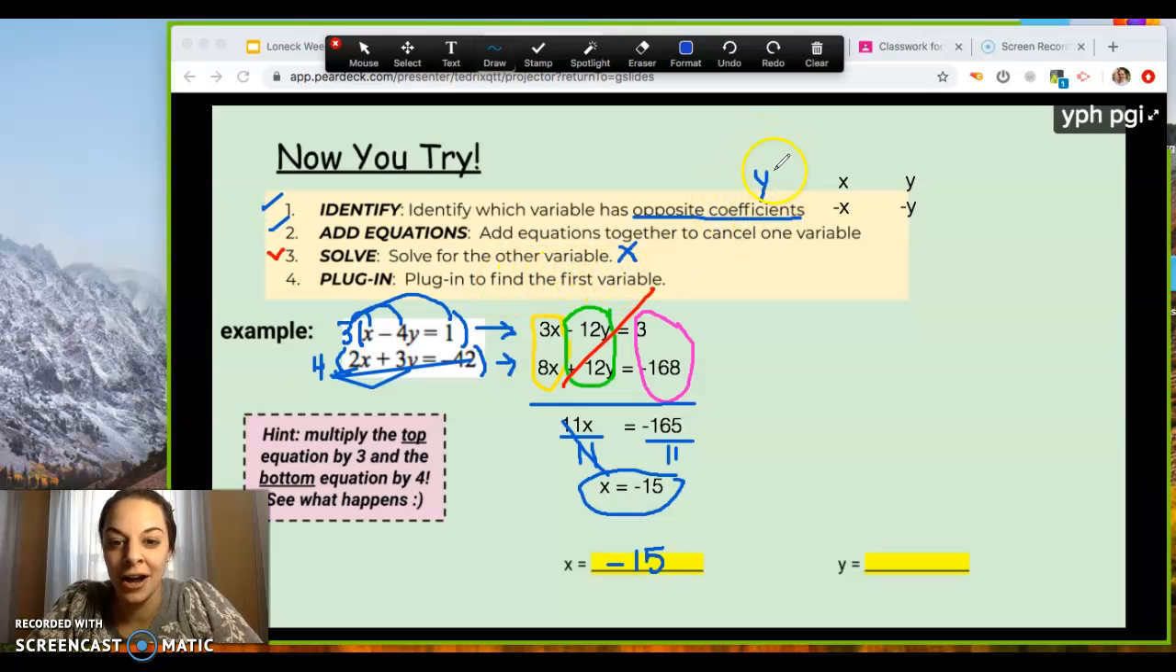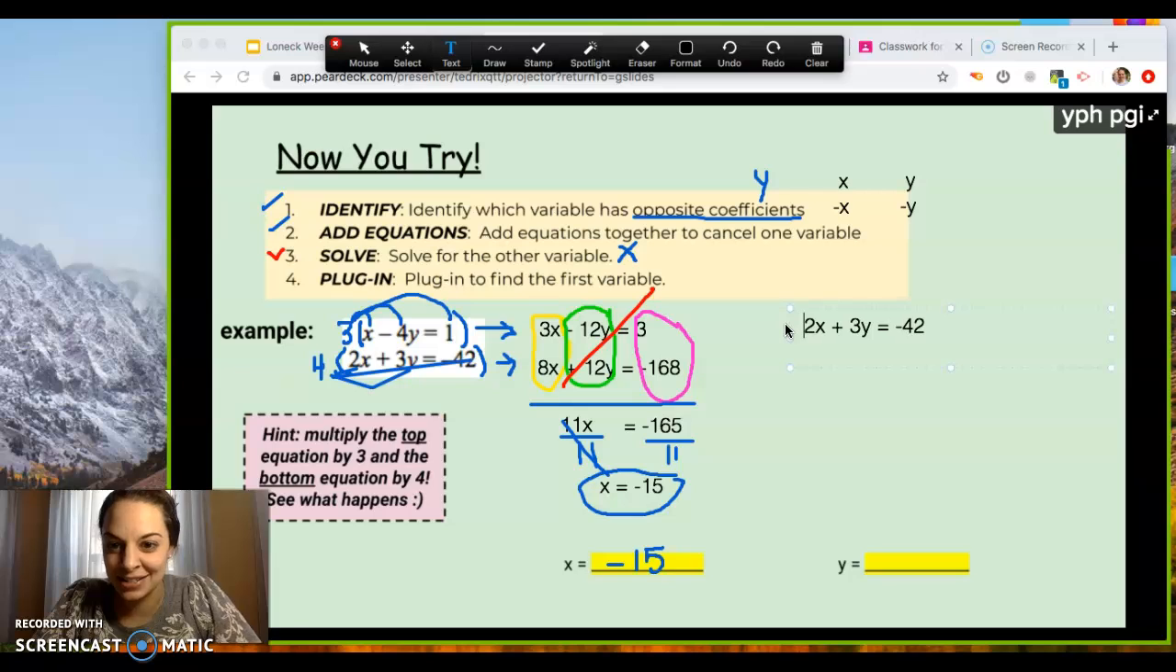They're talking about the y. So you can pick the top original equation, you can pick the bottom original equation, you can pick the top new equation, the bottom new, it doesn't matter which equation you use. What matters is that you plug in negative 15 for the x and then solve for the y. Just because I love using positive numbers or like pluses, I'm going to use the bottom original equation. 2x plus 3y equals negative 42.